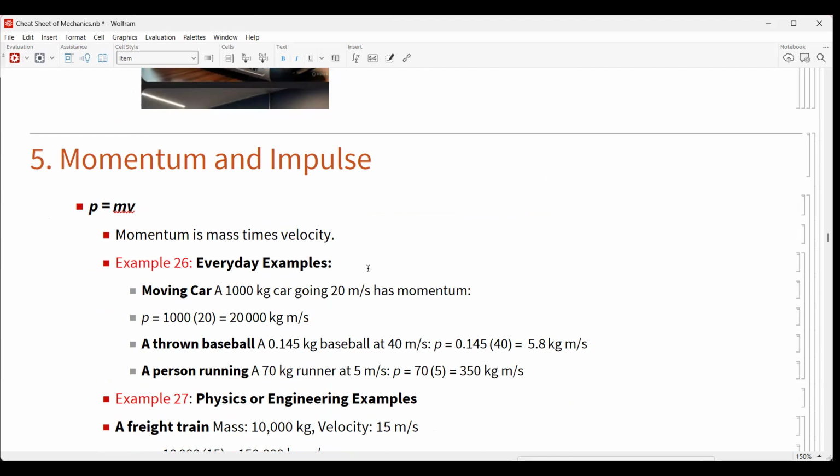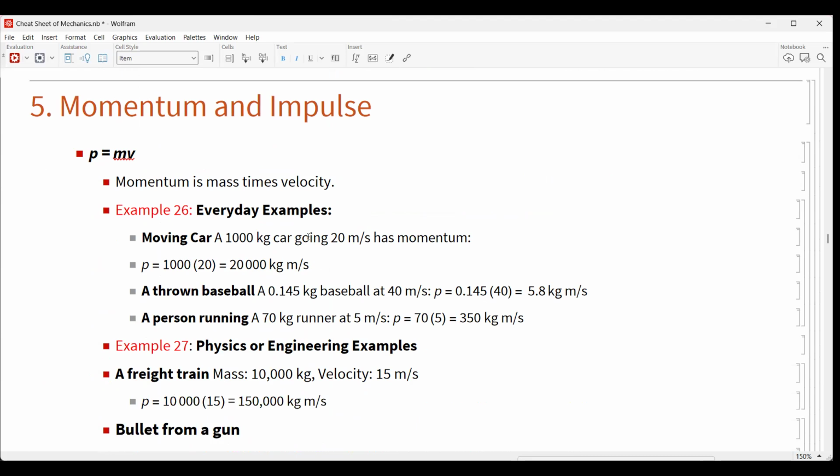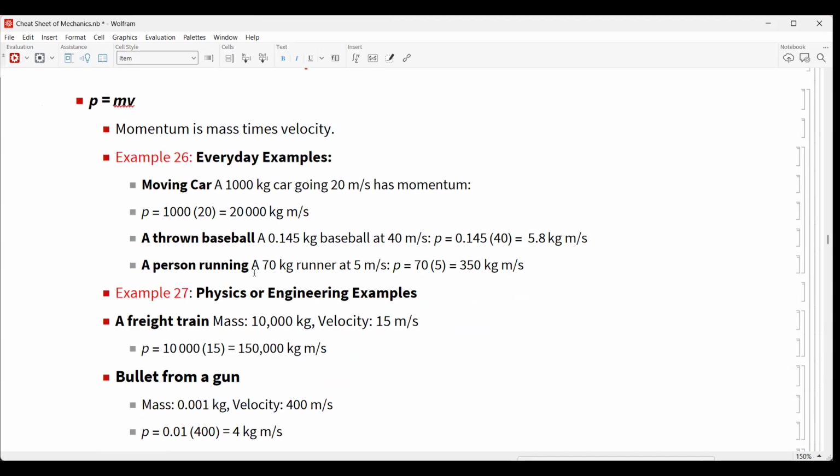Okay, momentum. Momentum is mass times velocity. For example, everyday examples: a moving car. A 1,000 kilogram car going at 20 meters per second has momentum of mass times velocity, so 1,000 times 20 meters per second. So that is 20,000 kilogram meters per second. A thrown baseball, a 0.145 kilogram baseball at 40 meters per second. The momentum is 0.145 times 40, equal to 5.8 kilogram meters per second.